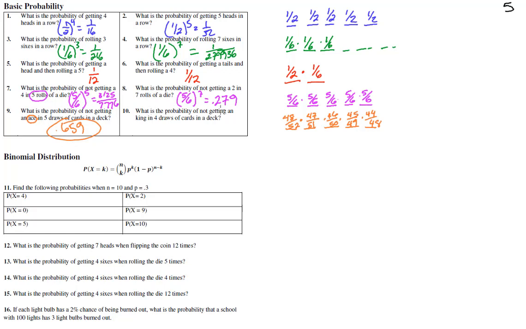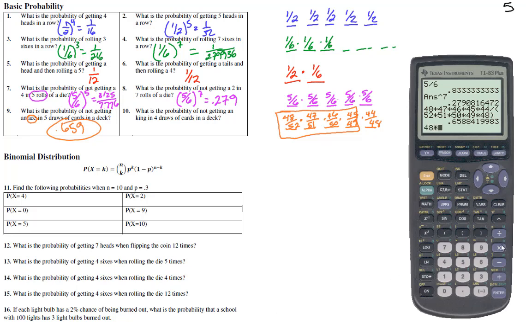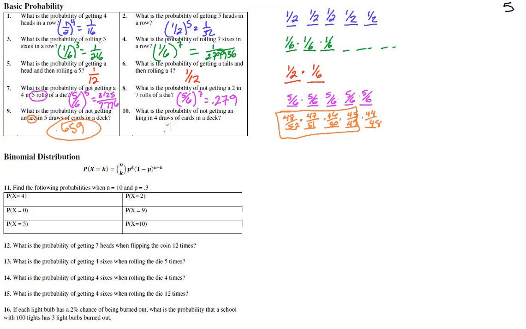What is the probability of not getting a king in 4 draws of a card from a deck? So we're going to do the same thing, but this time it will only be right there. So 48 times 47 times those, divided by 52 times through 49, and we get 0.719. There we go. That's the probability.